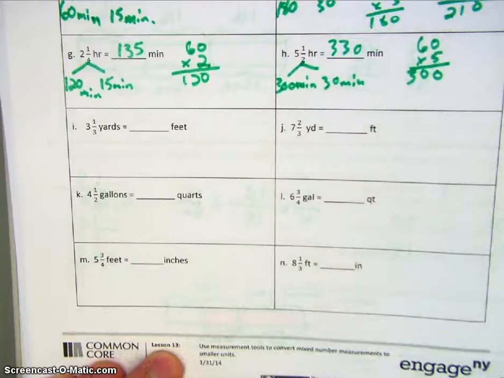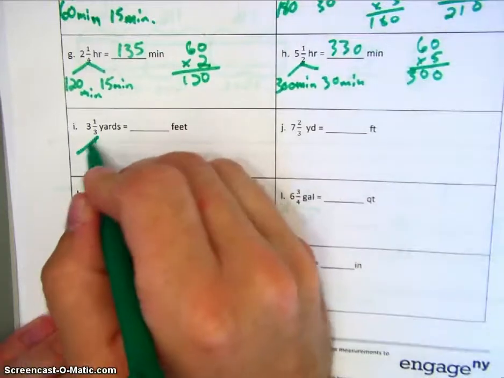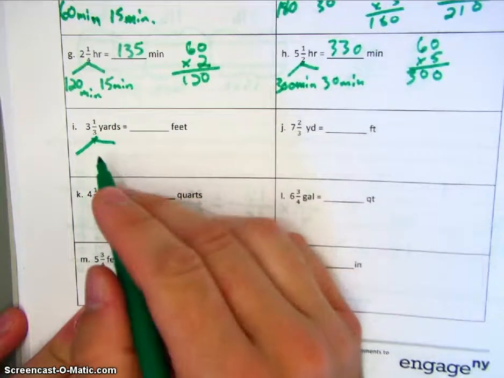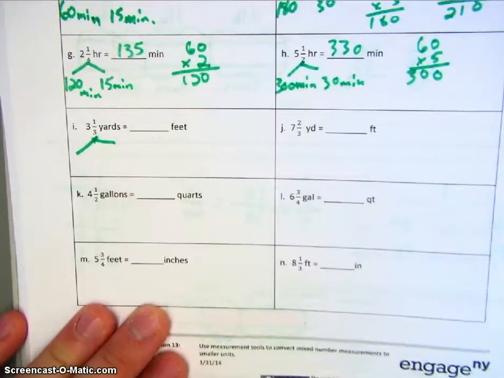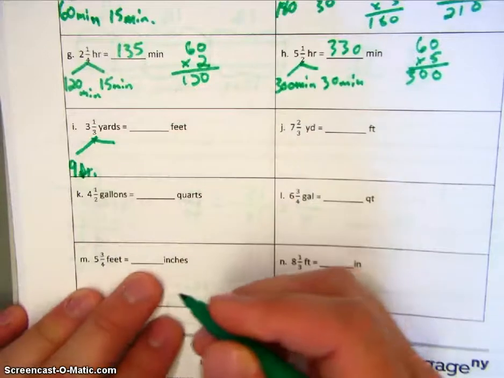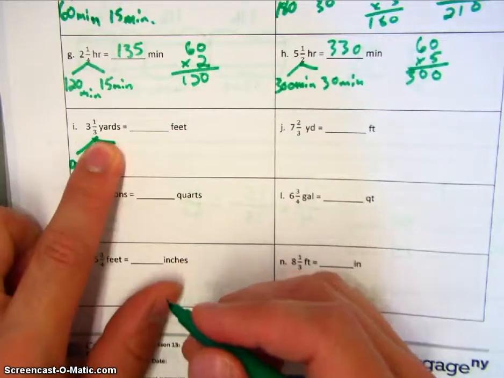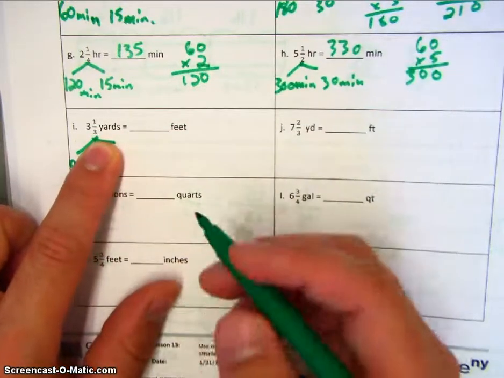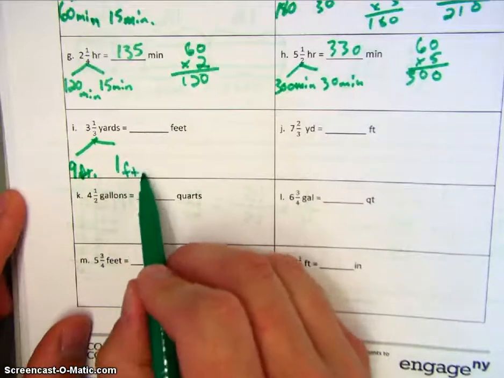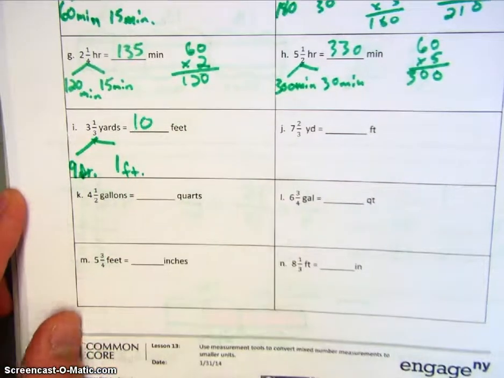Okay. Moving on, switch over to yards and feet. Okay. This should be a little bit easier. So we know that 3 feet equals 1 yard. So that means we have 9 feet from our 3 yards. And 1/3 of a yard, well, 1/3 of 3 is just 1. Okay. Let's add these up. We get 10 feet.